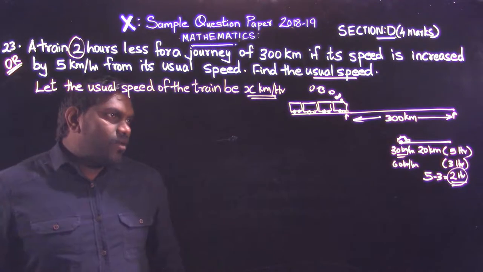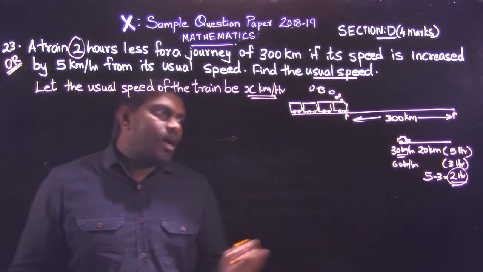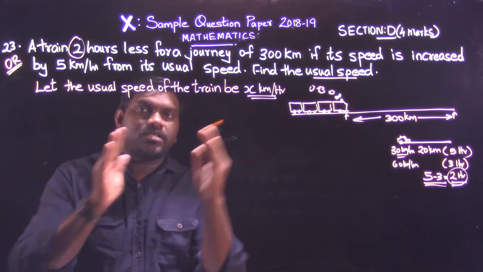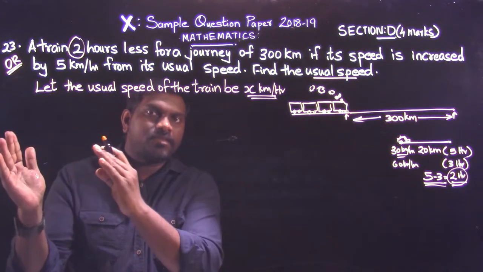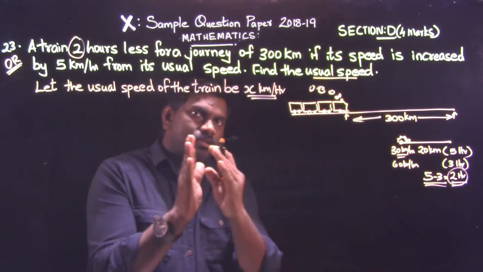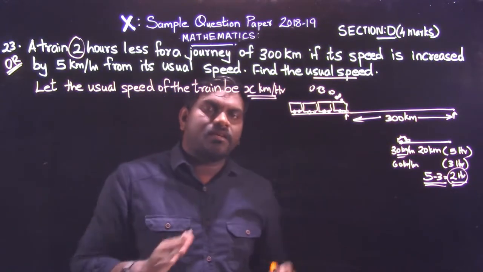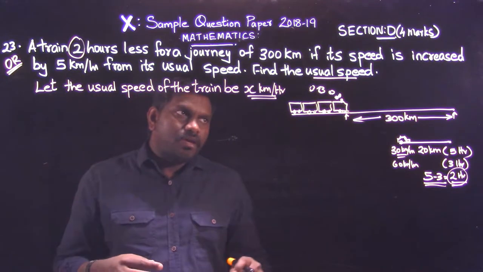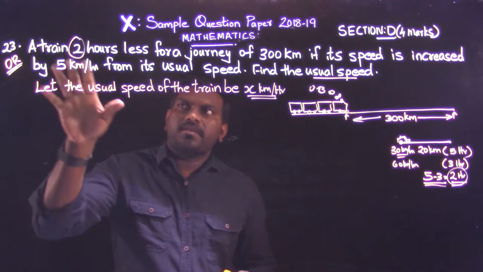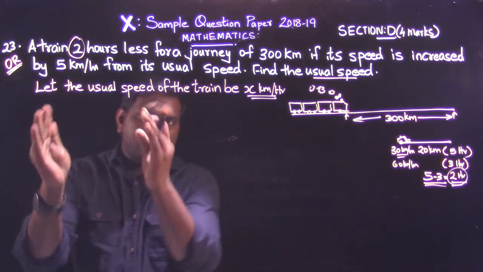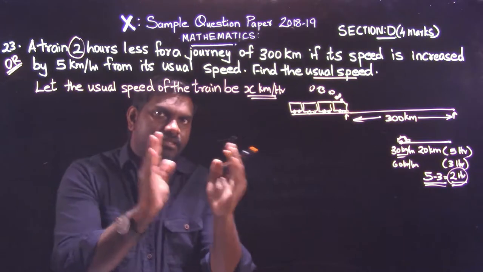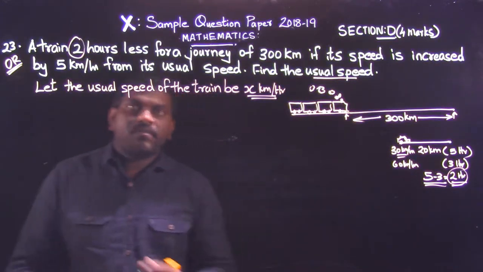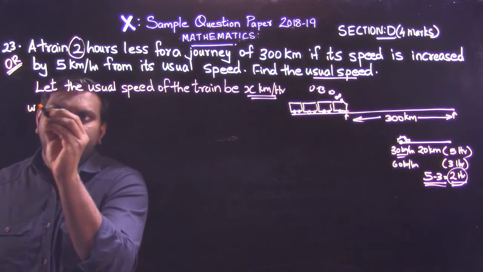Now, as you know, we are playing with time here. We have two situations. One, the train is traveling with the usual speed. The other, the same distance the train is traveling with the speed increased by 5. So we need to play with the time here, because if you get the first case time and the second case time, when you subtract them it is going to be 2 hours, because you have saved 2 hours. So the answer goes like this.